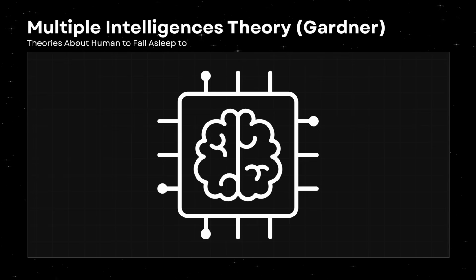These areas are not fixed. They can grow over time with practice and support. A child who struggles with reading may still shine in art or sports. A student who finds math difficult may be great at helping others. Gardner's theory reminds us that there is no single way to be smart.